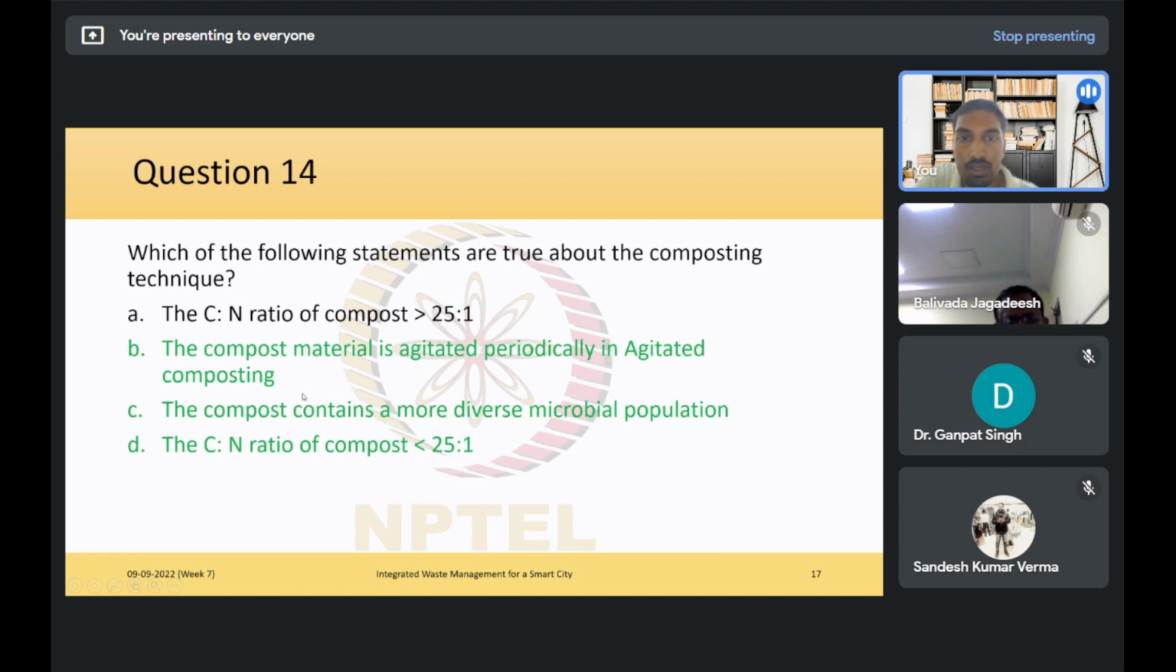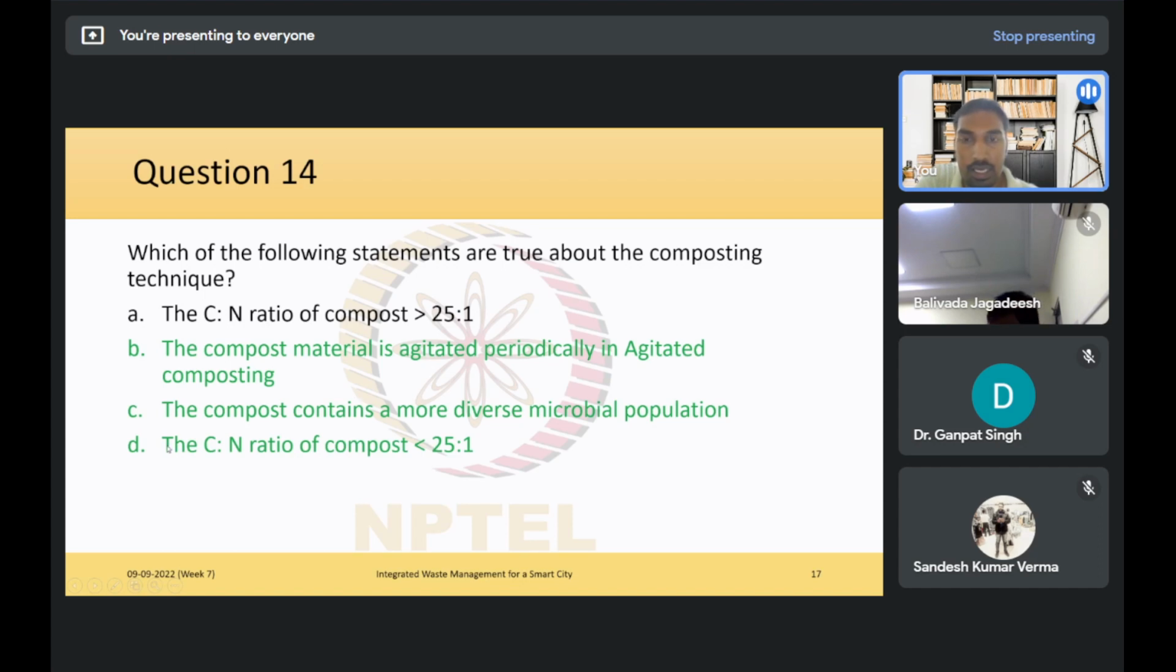And when we cure the compost, once that required composting time is given, after that we cure the compost for some more time where the temperature is brought down. So in that period the compost will also develop a more diverse set of microbes in it, right? So that is also a true statement.